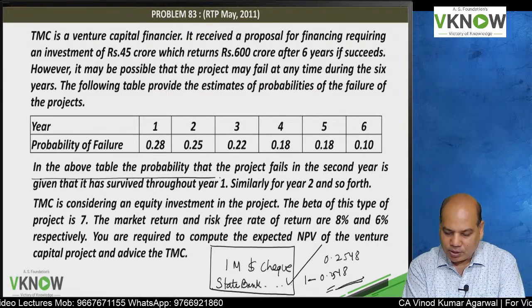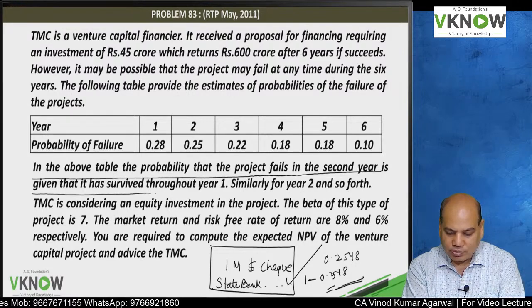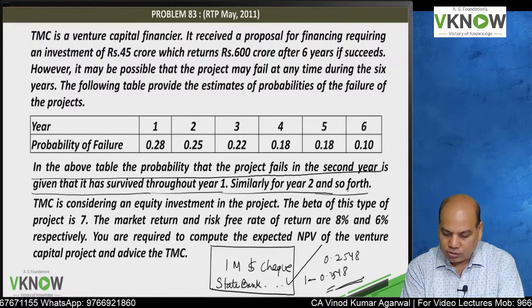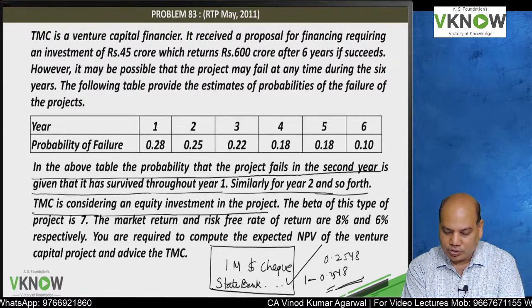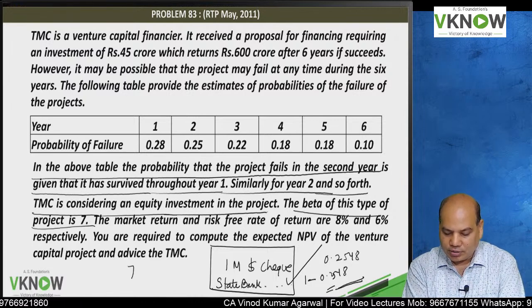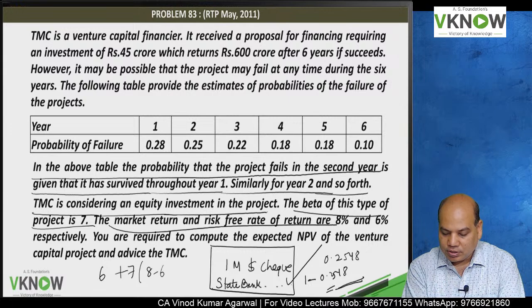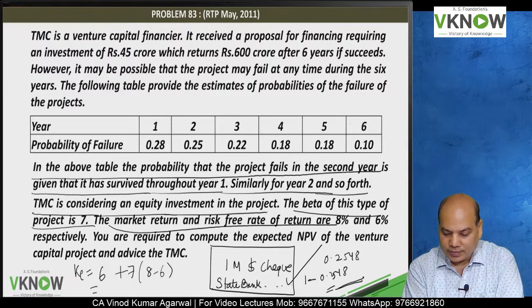In the above table, the probability that the project fails in the second year is given that it has survived through year 1. Similarly for year 2 and so forth. TMC is considering an equity investment in the project. The beta of this type of project is 7, very high beta. Market return and risk-free return are 8% and 6% respectively. So this will give you the cost of equity for the purpose of discounting.